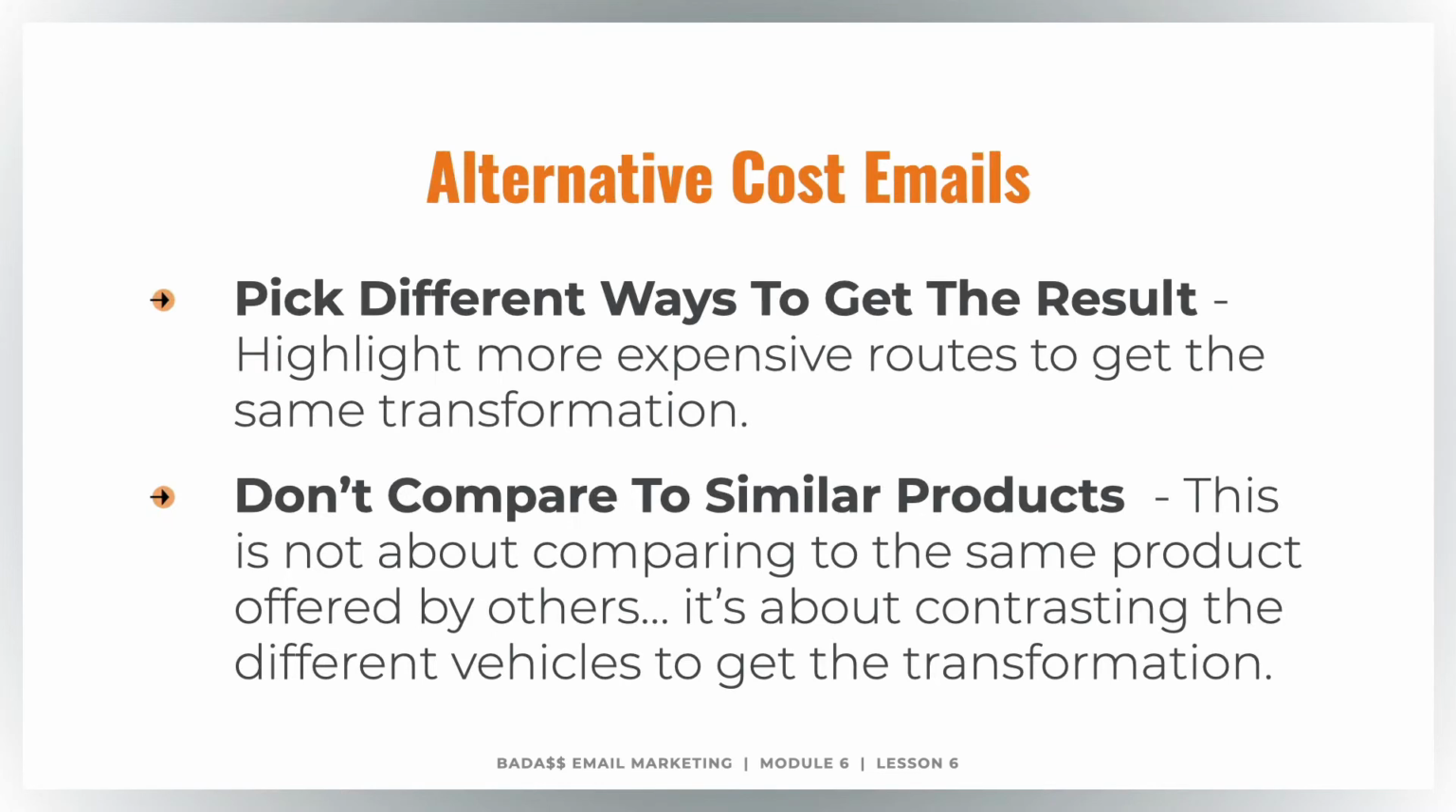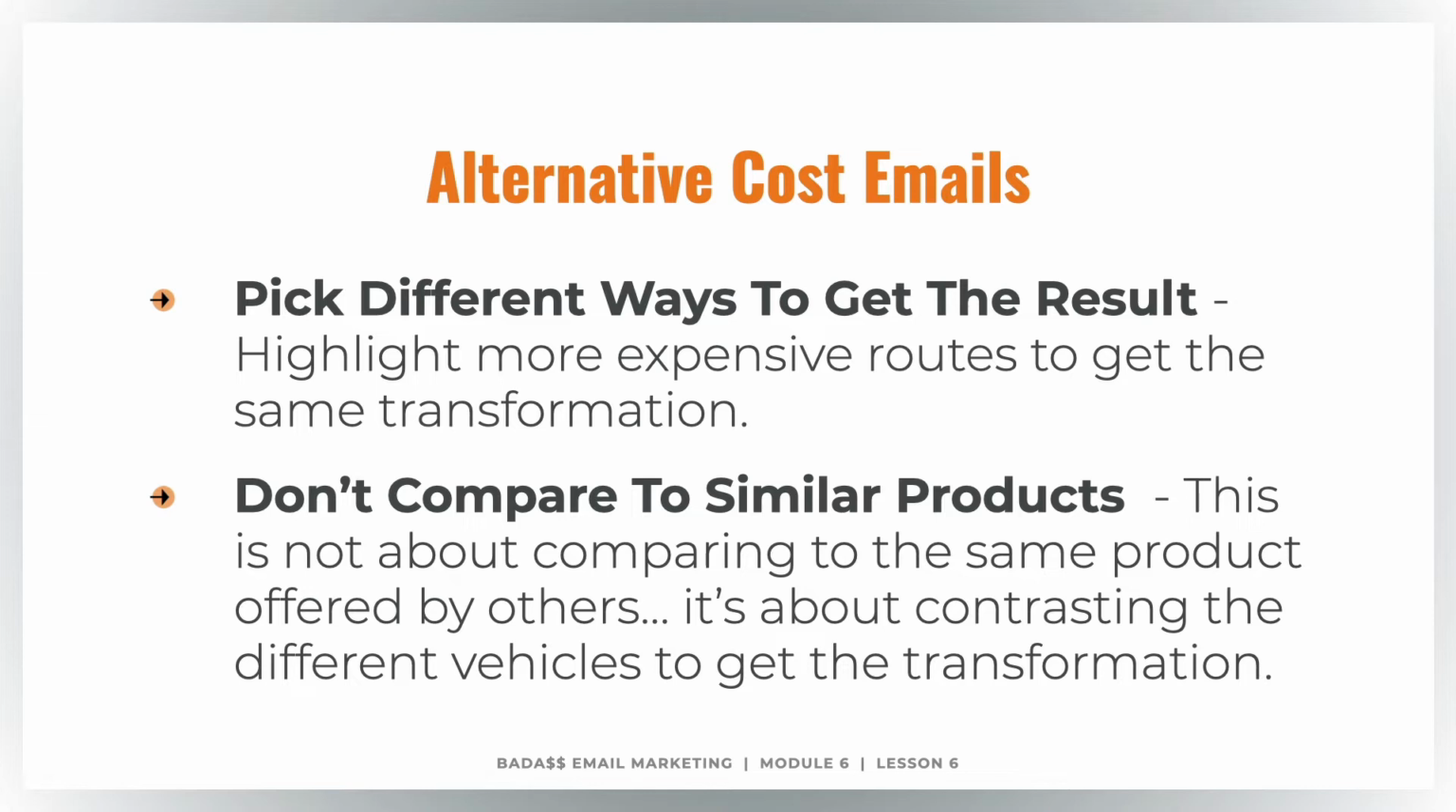So here's what this looks like. What you're going to do is pick different ways to get the results. Highlight more expensive routes to get the same transformation. But this is not about comparing to similar products. In other words, I don't want you comparing to like someone who has a very similar course or membership to you, but is simply charging more. What we're doing here is contrasting the different vehicles to get the transformation.